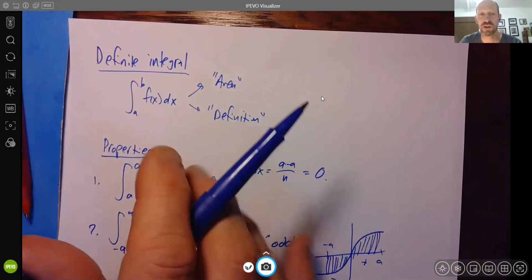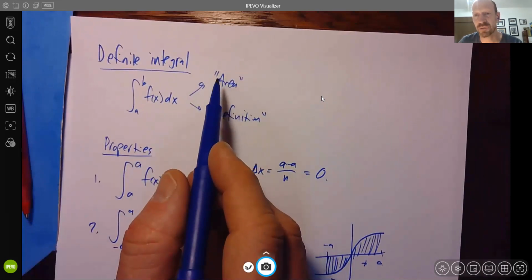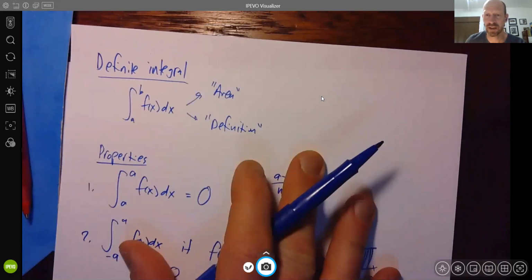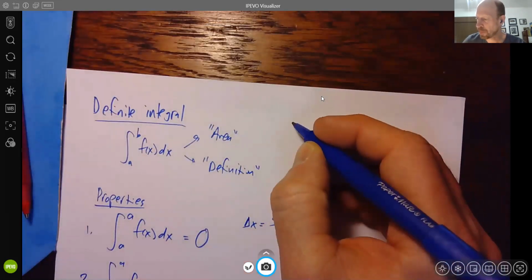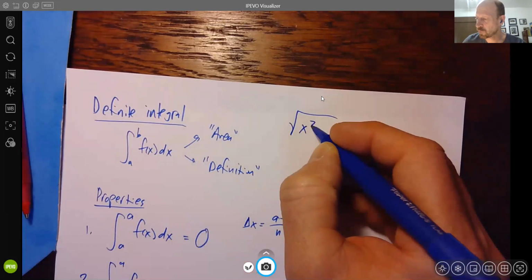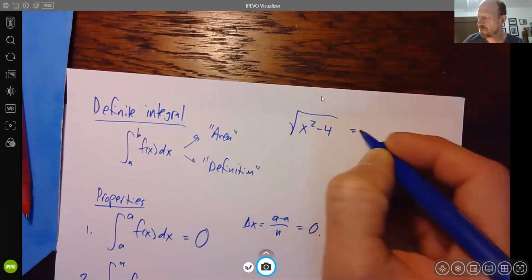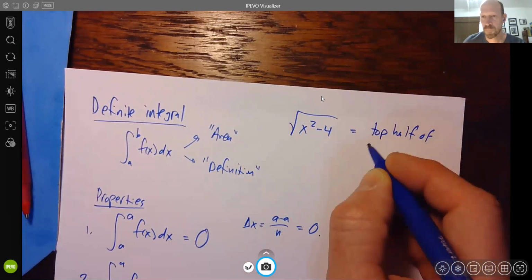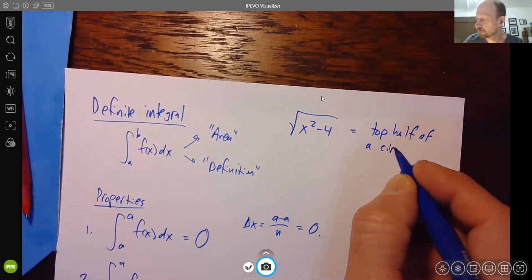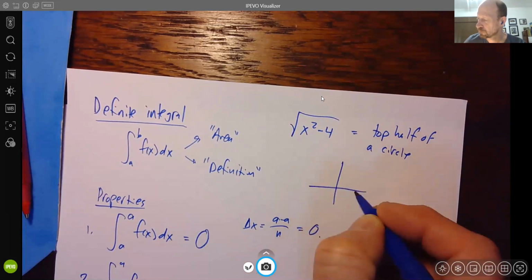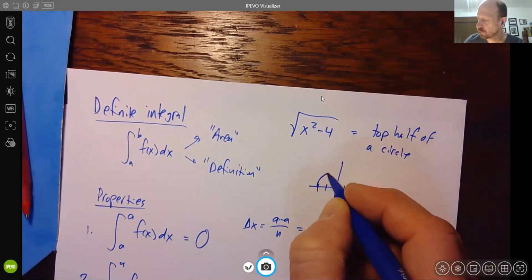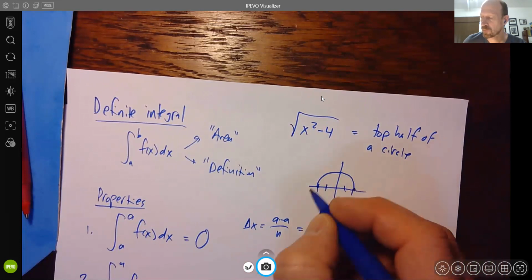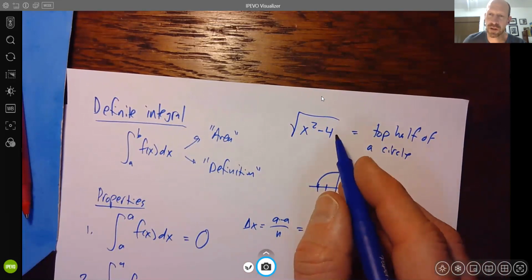We sometimes could get lucky and know what the area is, right? If we're working with a rectangle or maybe a circle. Well, that's one thing I do want to mention. The square root of 4 minus x squared is equal to the top half of a circle of radius 2. Okay, so that's one that comes up.